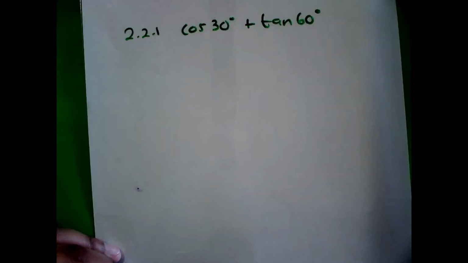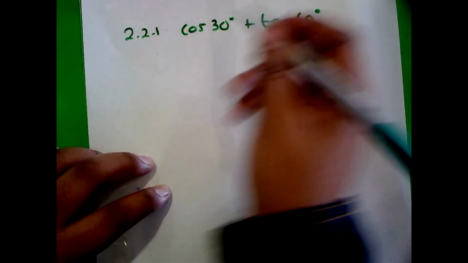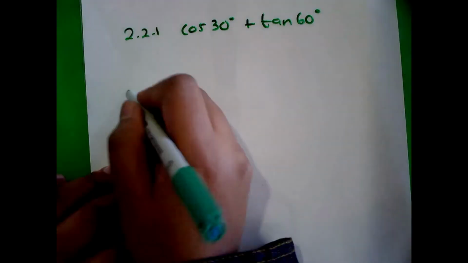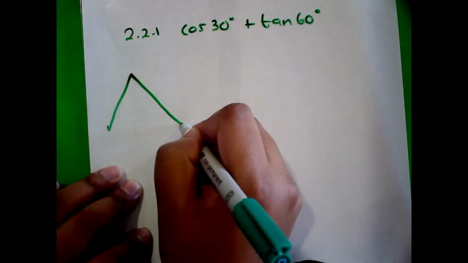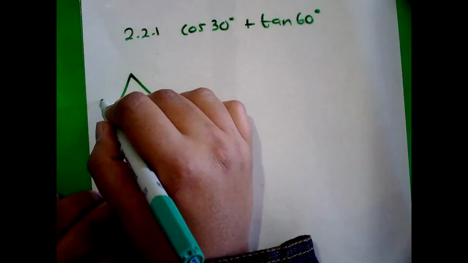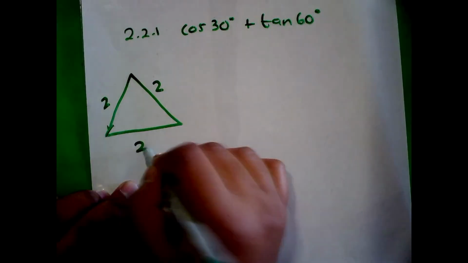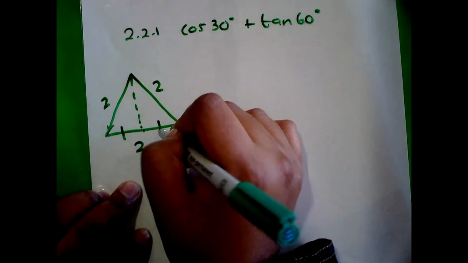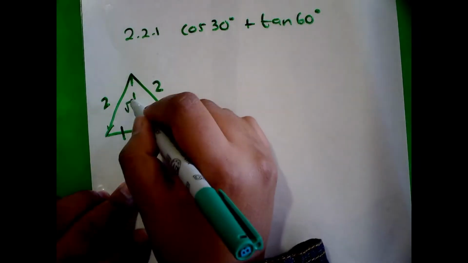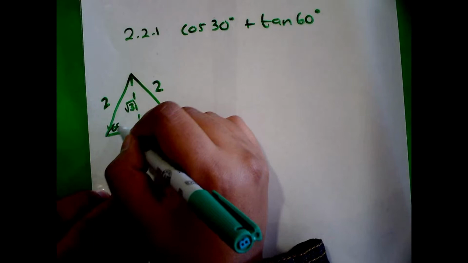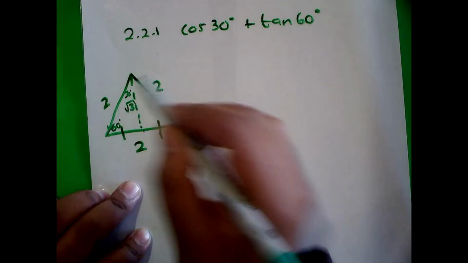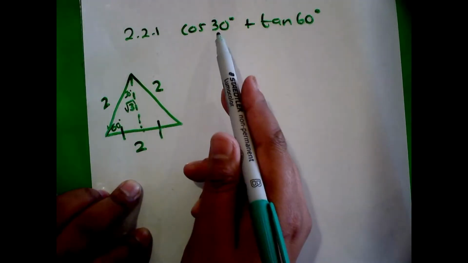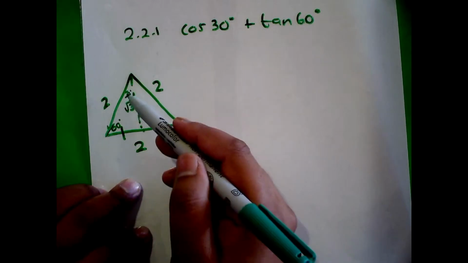So cos 30 degrees, you must remember now, you need to draw your 2 triangles. So I'm going to draw them quickly. How do you draw your 2 triangles? One, you must always make an equilateral triangle with 2 on either side. You're going to make a perpendicular in the middle, and then it gets split into 1 and 1. This becomes square root 3. This is 60. That is 30. Now it says from 30 degrees. What is cos? So it's A over H.